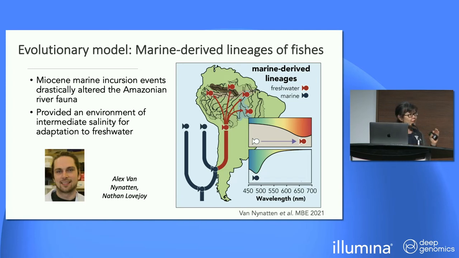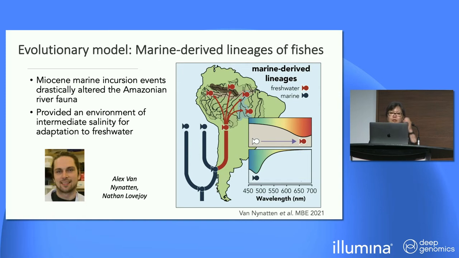Now, these organisms are ones that inhabit freshwater, but have closely related marine relatives, as you can see here on the phylogeny, all right? So the approximate timing of these suggests that they, in fact, rode these marine incursions and then subsequently diversified. So this is a fantastic opportunity to study the nature of these molecular adaptations.